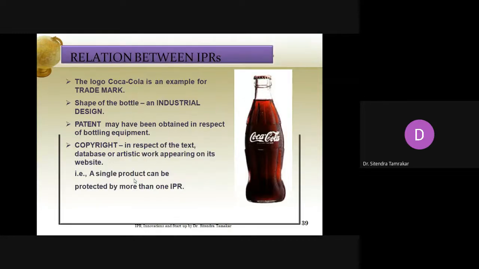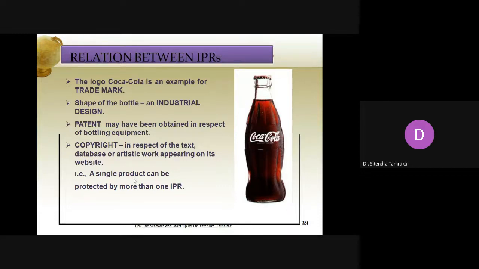Now we'll check it out. If we think about IPR in the context of a particular product, what is the relation between the IPRs? In this picture, you can see a Coca-Cola bottle, right? Under this, there is a trademark, which is IPR number 1. The Coca-Cola logo is an example of a trademark.